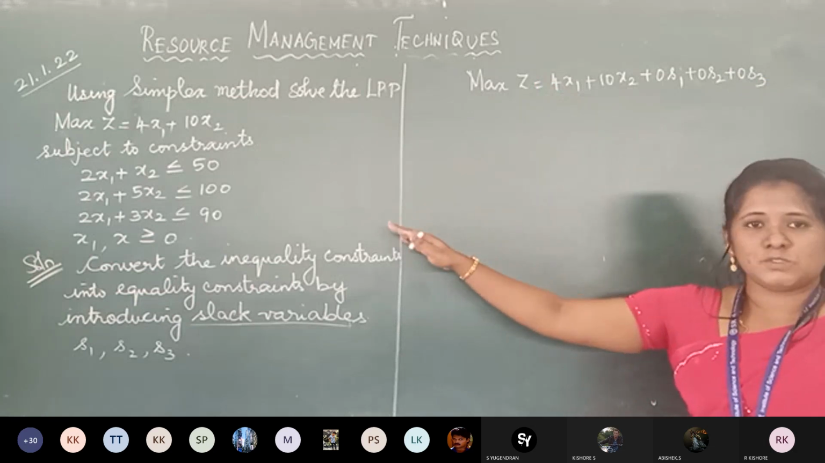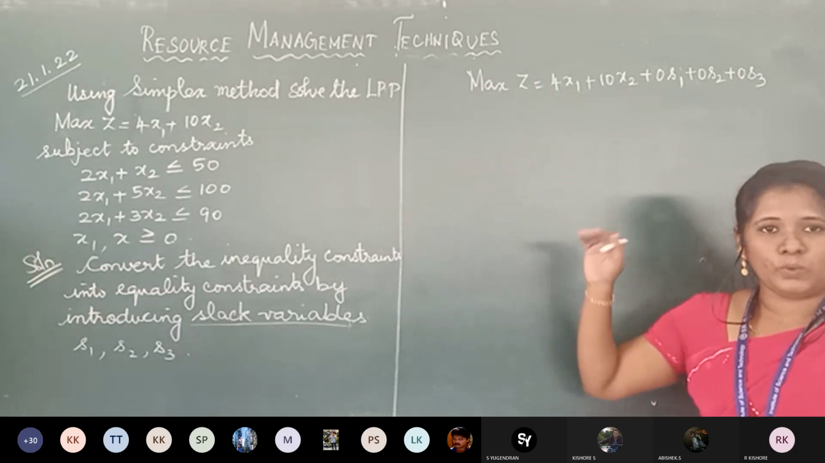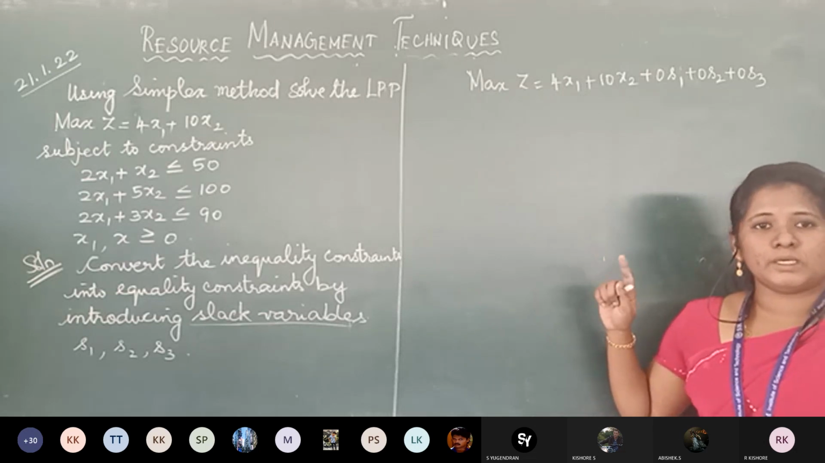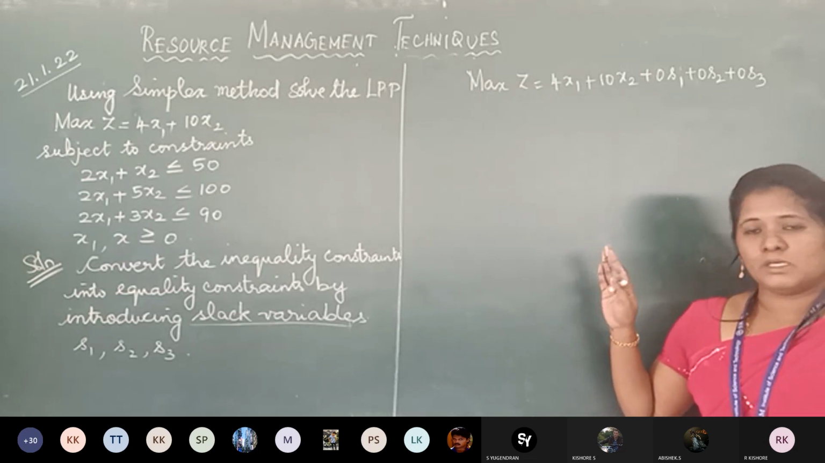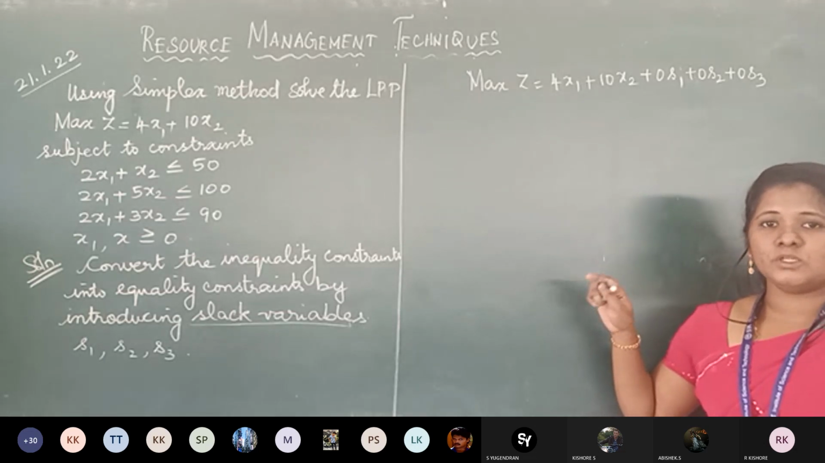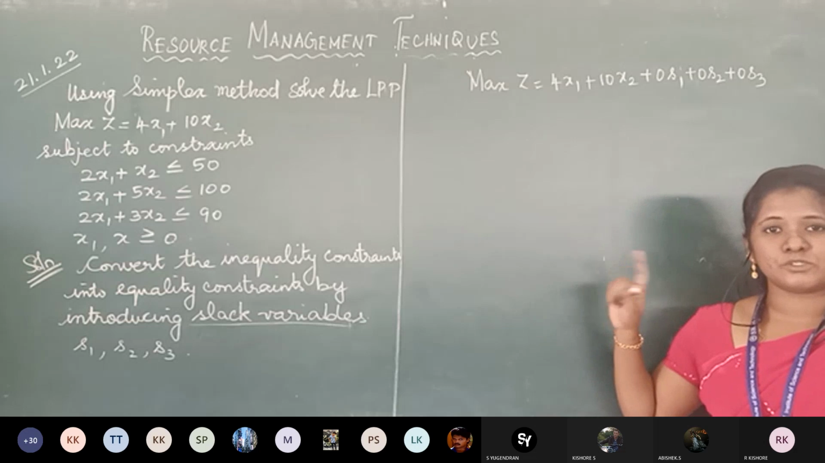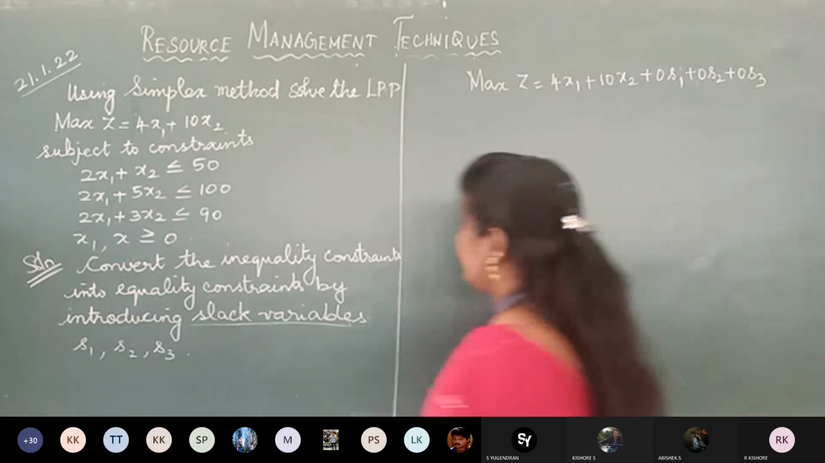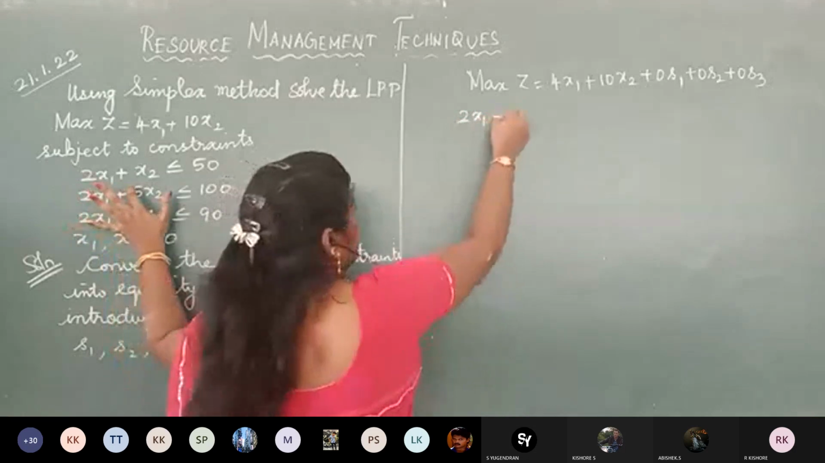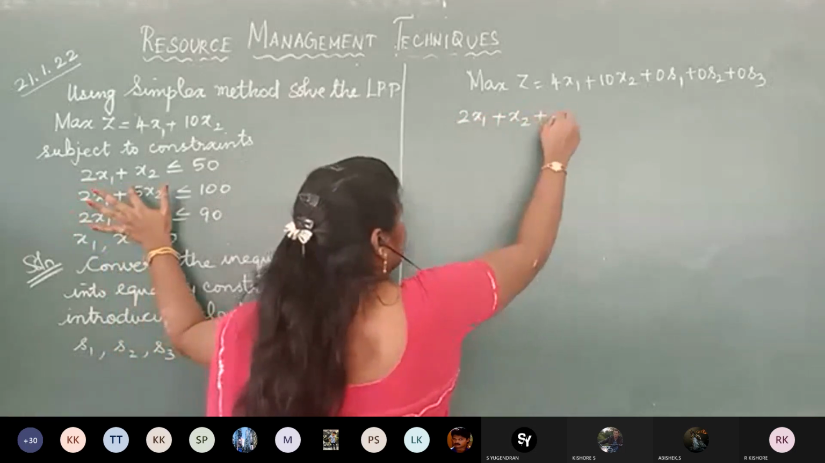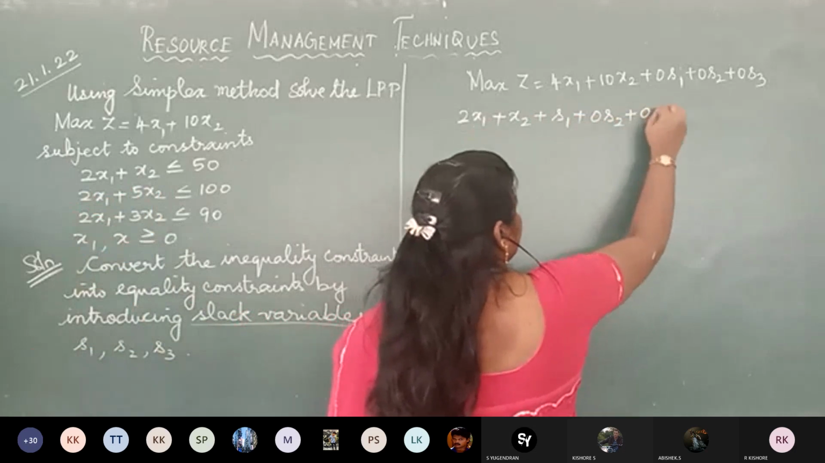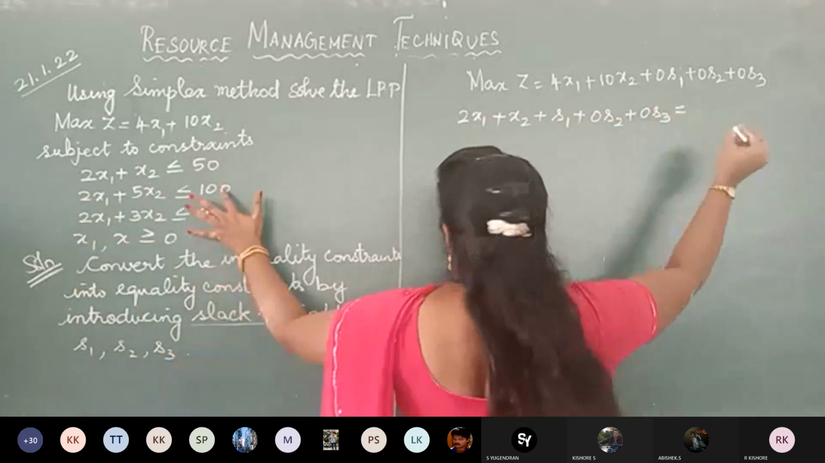In your constraints, you will take the coefficients as 1, 1, 1. For your first constraint, you will take s1, and the other s2, s3 as 0. Whereas for your second equation, you will take S1 to be 0, S2 to be 1. So how do you write that? You will write it as 2x1 plus x2 plus S1 plus 0s2 plus 0s3 is equal to 50.